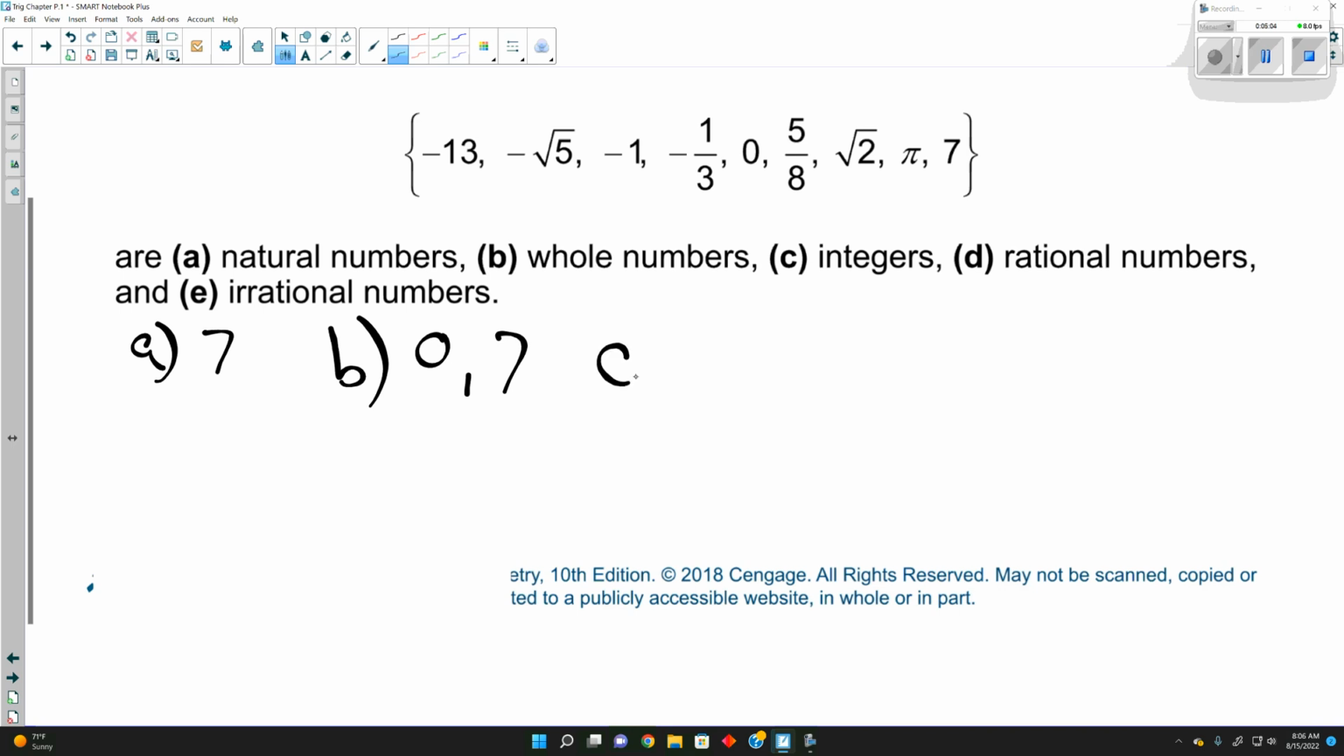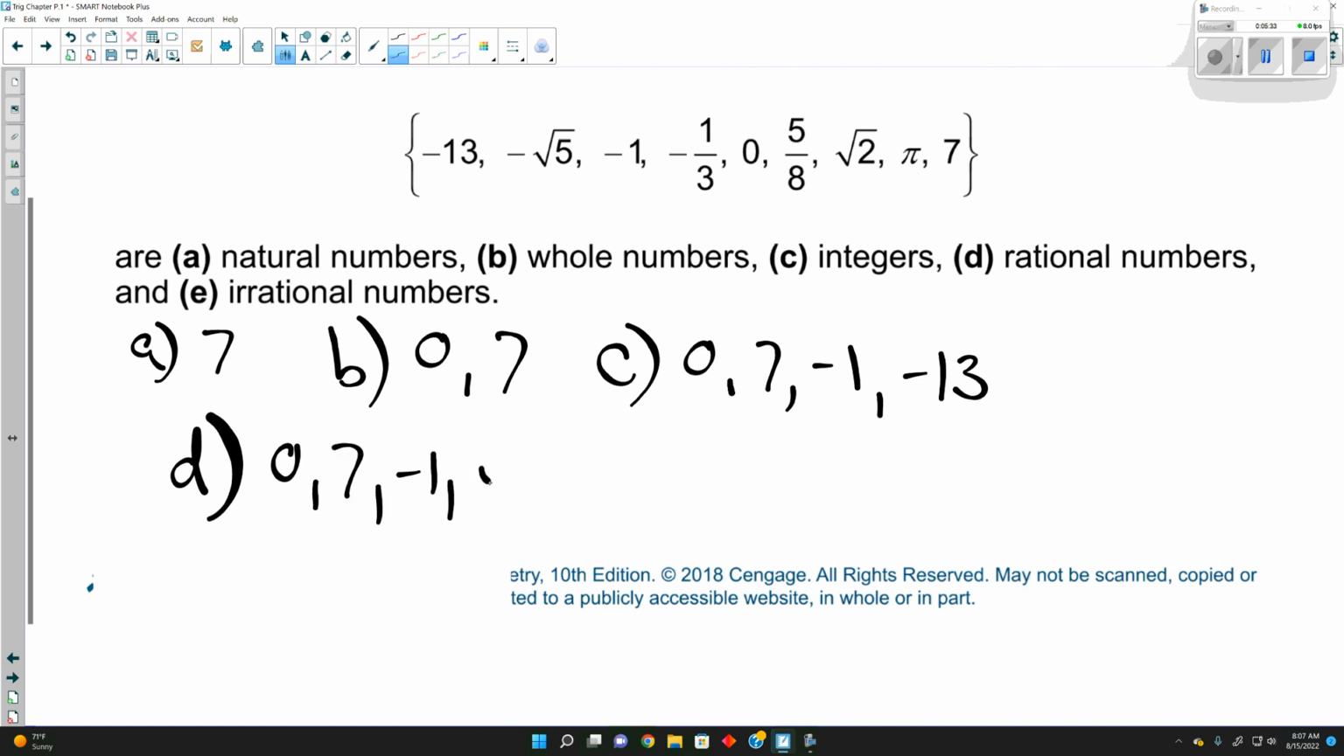Well, then we can look at the integers. We'll definitely have 0 and 7. But now we need to include the negatives, so that would also be -1 and -13. Because integers is just our positive and negative numbers. Now our rational numbers, we're talking about anything that can be represented as a fraction. Well, 0, 7, -1, -13, all of these would still be considered rational.